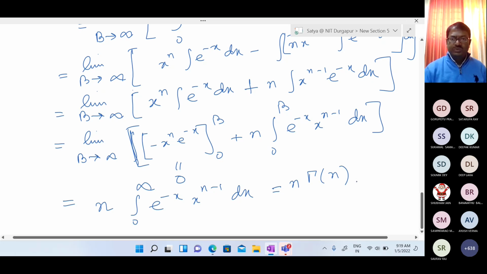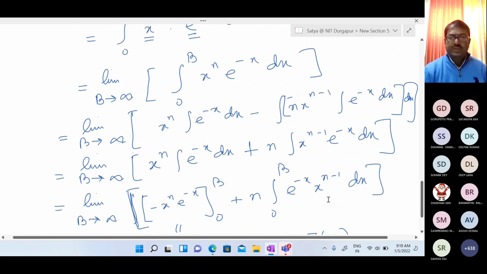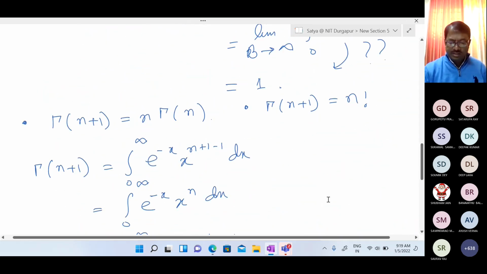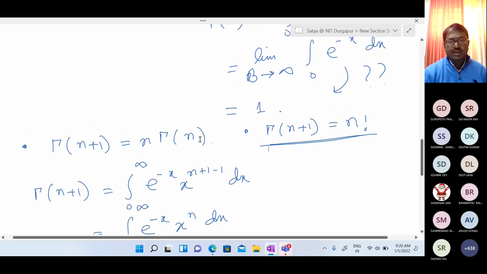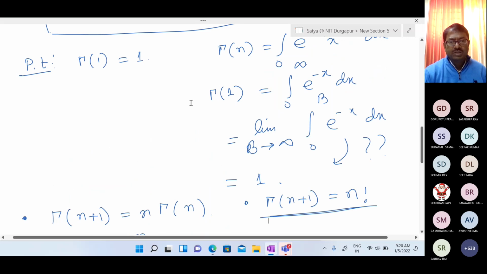I hope you are getting the proof. And finally, if n is any positive integer, then gamma n plus 1 equals factorial n. We can prove this by doing it repeatedly, as n keeps decreasing, and finally we put in gamma 1, and we know that gamma 1 equals 1. We already proved gamma 1 equals 1.